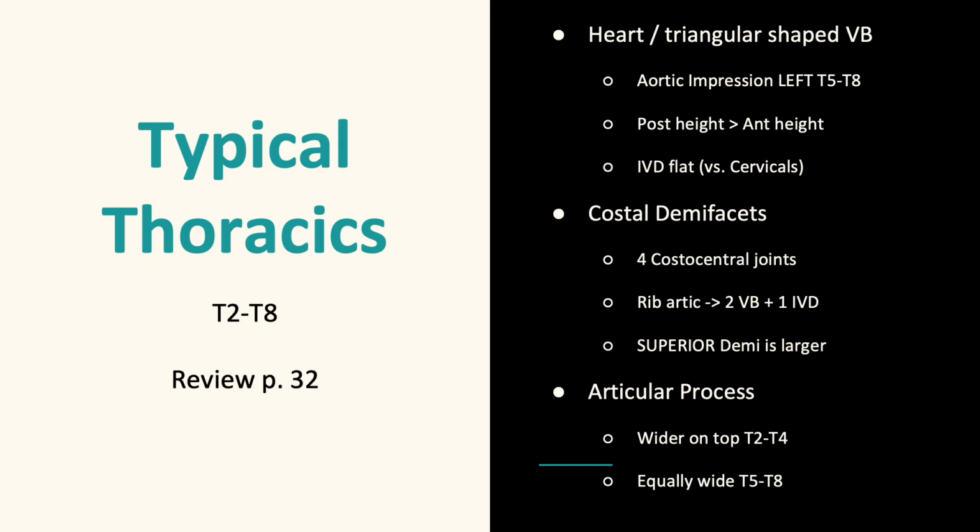And that final point about the articular processes. They're wider on the top, a little bit more wedge-shaped. So remember, we put our arms up in the air, keep your elbows where they are, and move your hands away from each other. That's the way the articular processes are shaped from T2 to T4, and then they're kind of straight up and down like goalposts, T5 to T8.